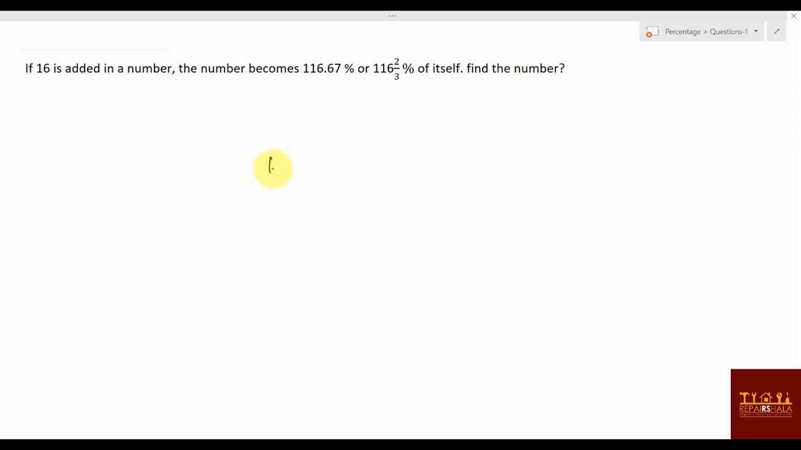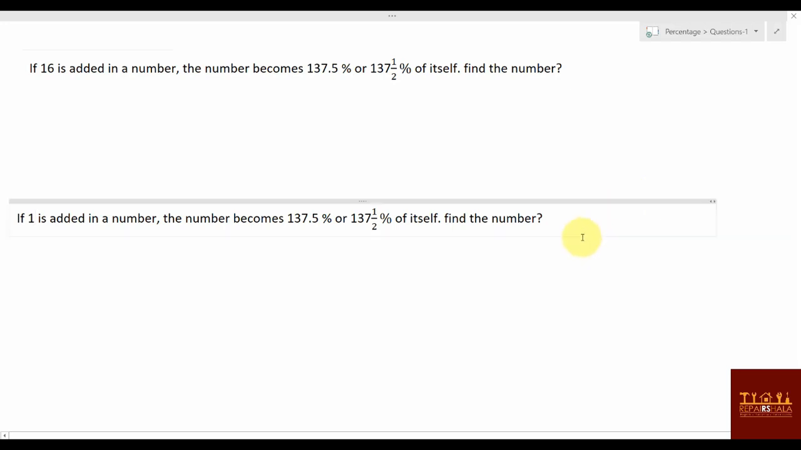16 is added, 1 by 6 percentage. You can say this is 1 plus 1 by 6, or that is 6 plus 1 by 6. How much is added? 1. And 1 is corresponding to 16. How much do you need? 6. So it will be 96. Our answer will be 96. This one.